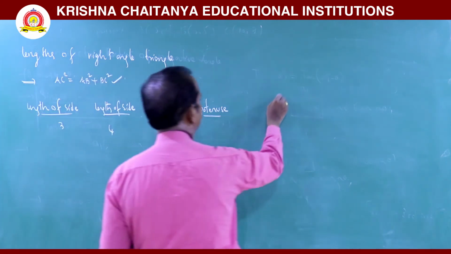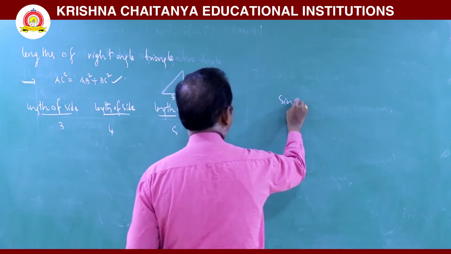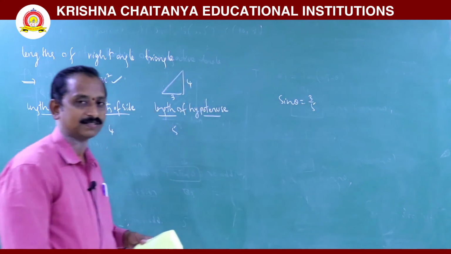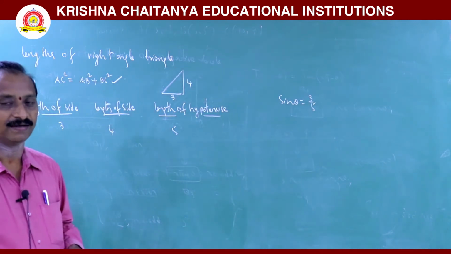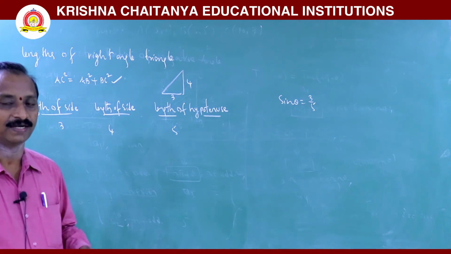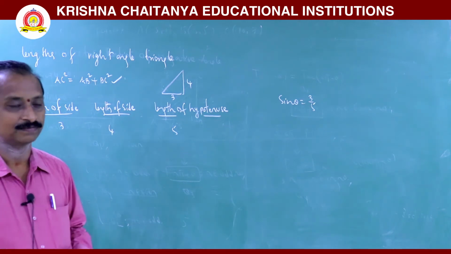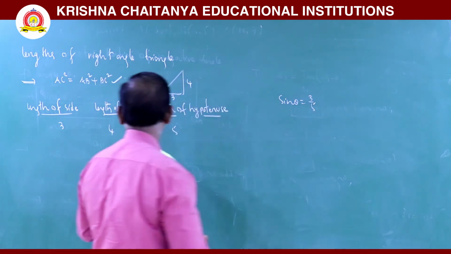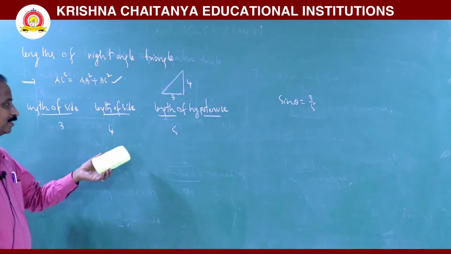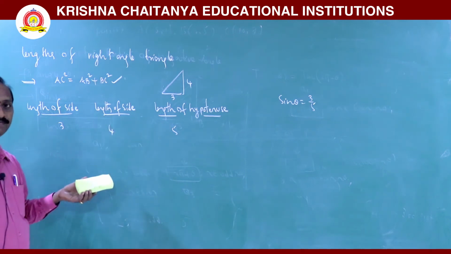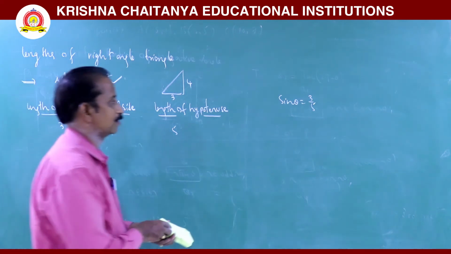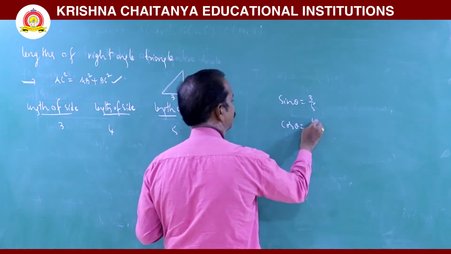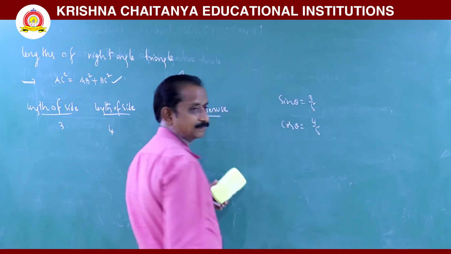For example, sin theta is given as 3 by 5. What is cos theta? What is tan theta? What is cosecant theta? What is any trigonometric ratio? When we know 3 and 5, the lengths of sides of the right angle triangle, the remaining side is 4. So, cos theta is 4 by 5.